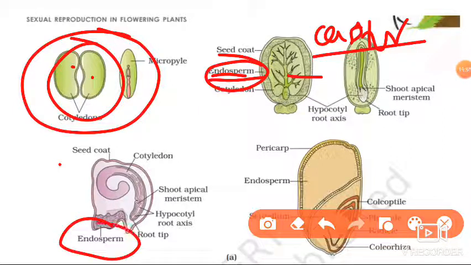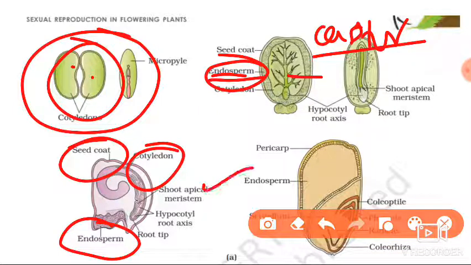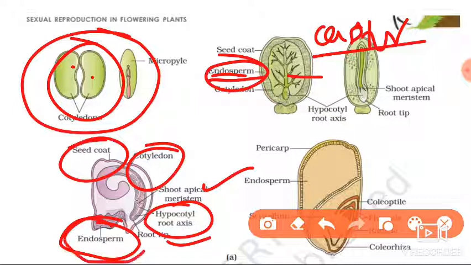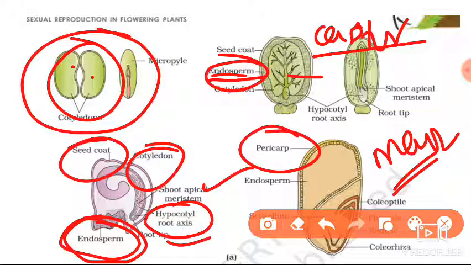Here also there is a presence of endosperm. Cotyledon, seed coat, shoot apical meristem, hypocotyl, root cap are all there, and along with that they also contain endosperm, a small amount of endosperm. And here this is the maize plant. You can see the pericarp, the outer covering, and here you can find the endosperm, a lot of endosperm in the middle.